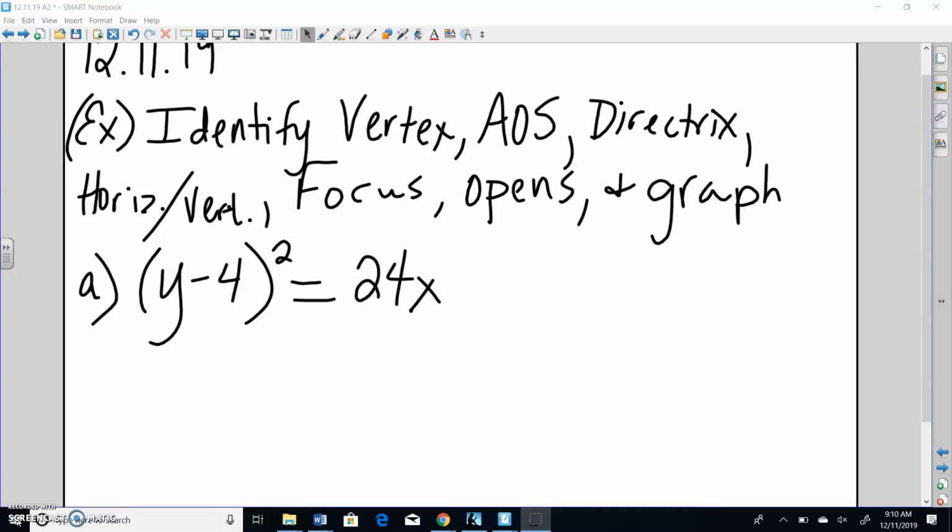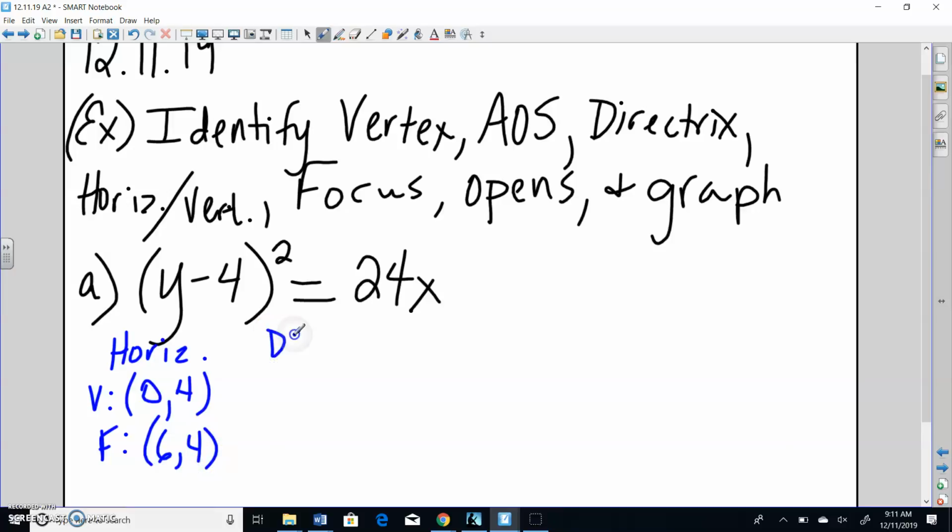Okay, so from this we know it's horizontal. We know the vertex is (0, 4). Our focus was (6, 4). The directrix was the line x equals -6. It opens right. Axis of symmetry.